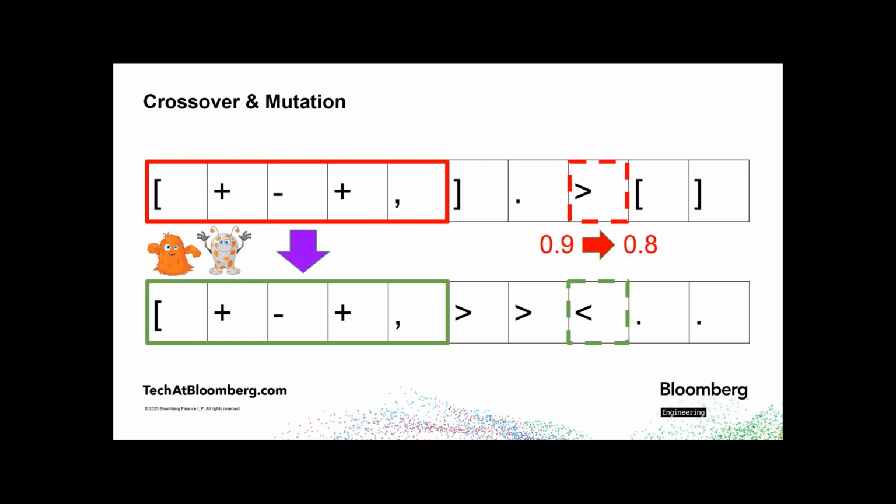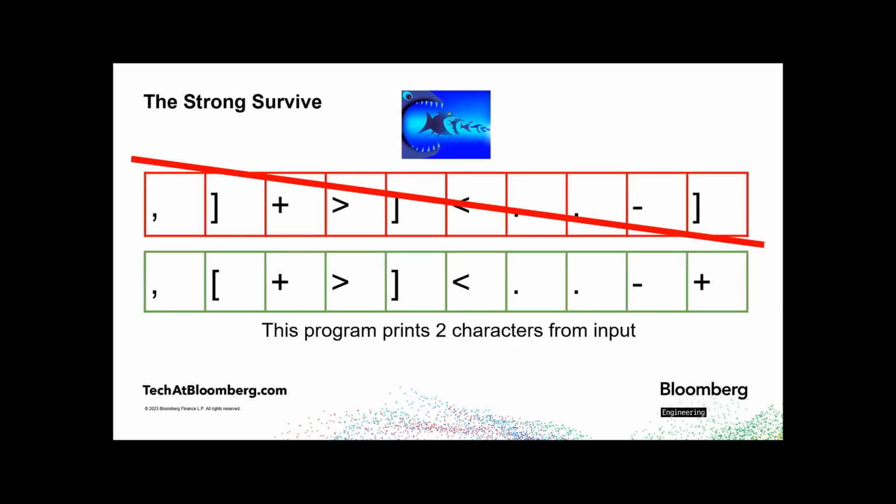If it makes the program better, that child program will have an advantage over all the others in this generation and will go on to the next. If it's worse, it'll lose in the survival of the fittest and will not continue forward. So again, survival of the fittest.